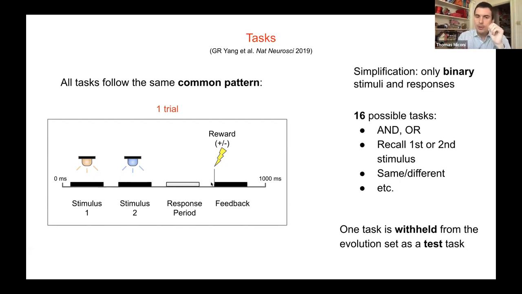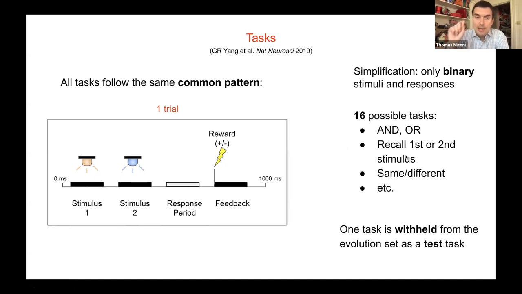Once the response has been recorded, you provide a certain reward to the agent. The reward depends on whether or not the response was correct, which is determined, of course, by the task at hand. Different tasks will require different responses for any given pair of stimuli. In addition, you also provide a feedback signal to the network to tell it whether it was correct or not for this trial. And you keep repeating that. Here, because we are quite restricted in terms of computational power, we simplify that framework to only use binary stimuli and binary responses. That gives us a total set of 16 different tasks, all the possible mappings between two stimuli and two possible responses, which actually covers quite a lot of ground in terms of different tasks.